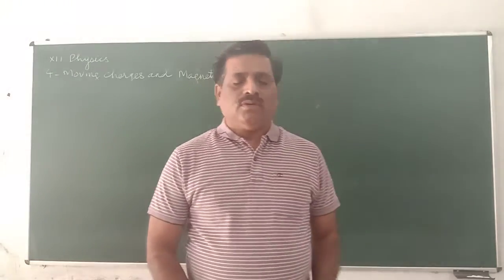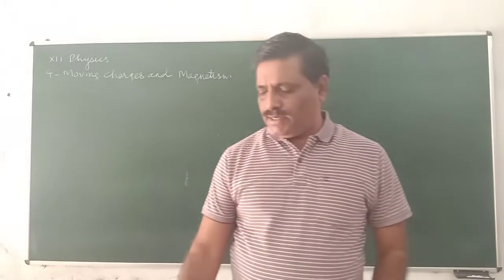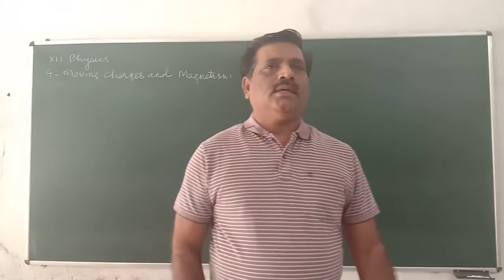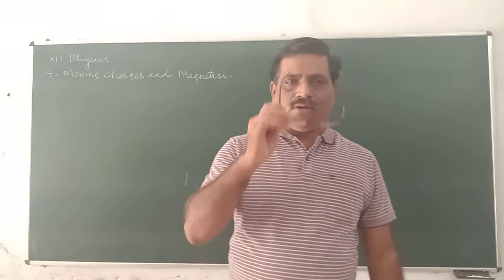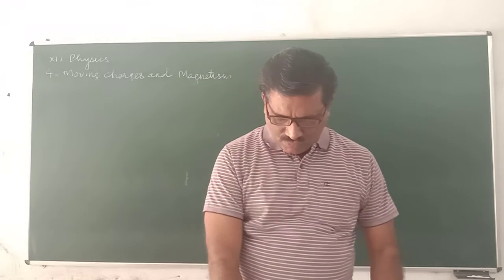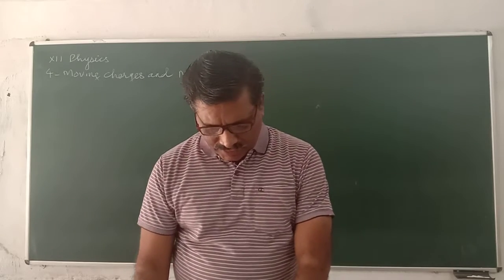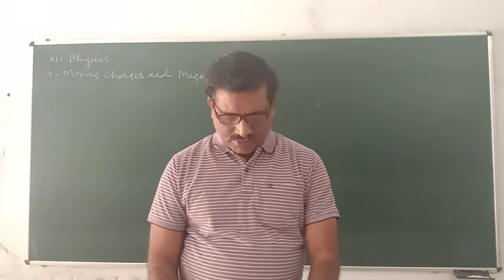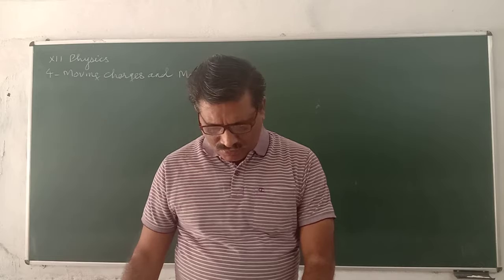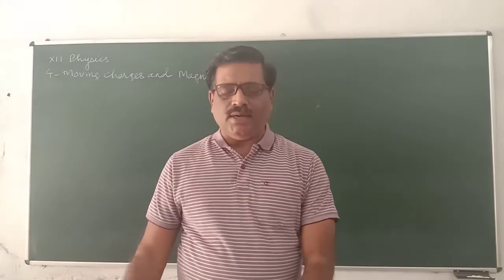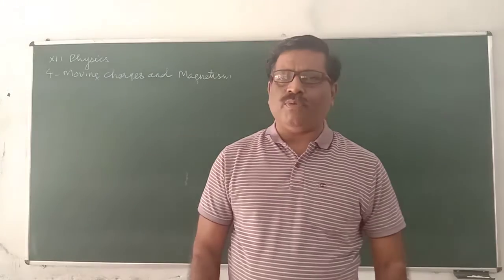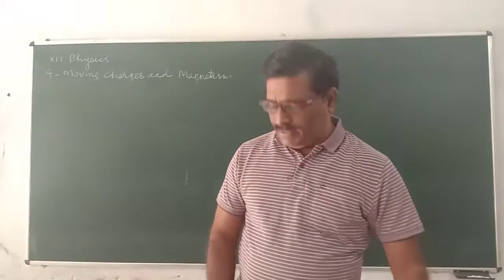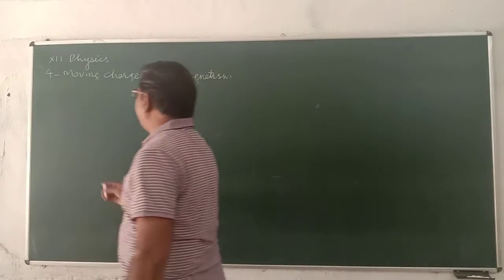Hi friends, we have discussed torque acting on a current carrying loop, and now let us discuss the problem related to this one. This is problem 4.11 from the textbook. I read the problem: a 100 turns closely wound circular coil of radius 10 centimeter carries a current of 3.2 ampere.